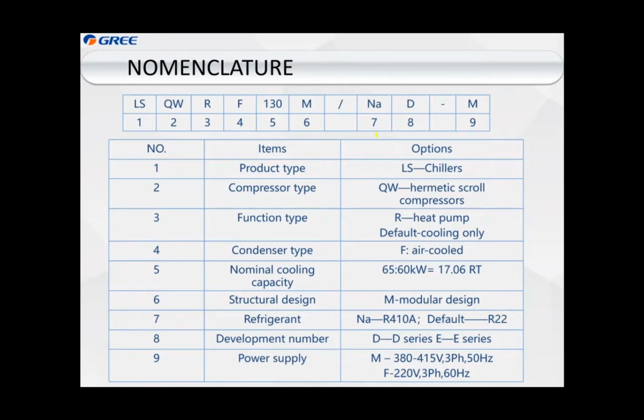D and E are the series names, D series and E series. The last letter represents the power supply. M is 50 Hz, F is 220 and 60 Hz. These are different power supplies. So when you see the model, you will know the power supply of the unit.